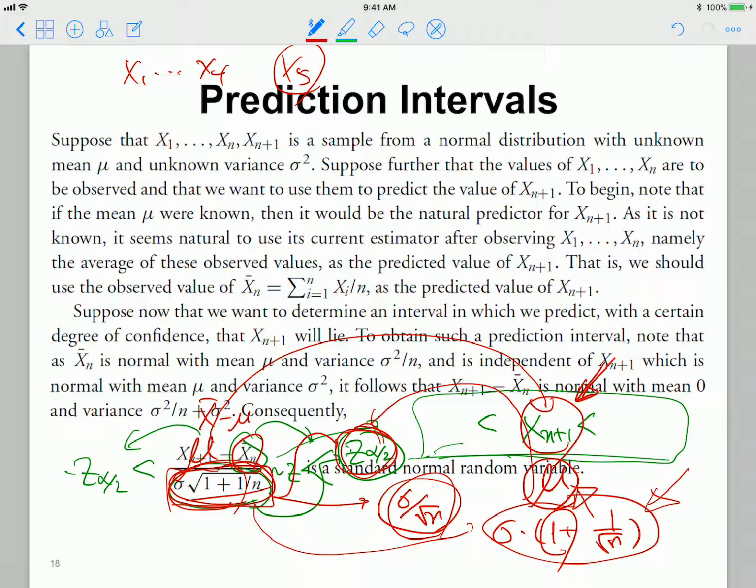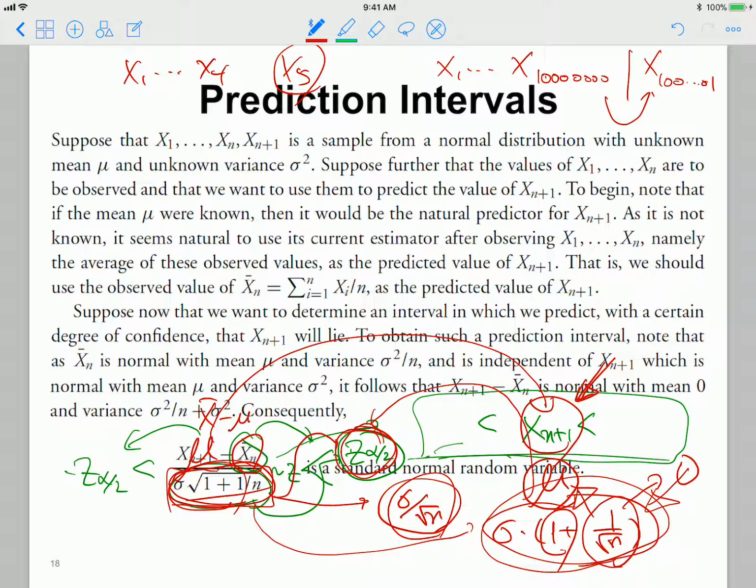And then what about the extreme case? So you obtained maybe 100,000 samples, okay? And then you are estimating just the next sample. In this case, which one goes to 0? This guy will go to 0, right? And then what about the corresponding variance or standard deviation? It will be converging to the true standard deviation value, right?